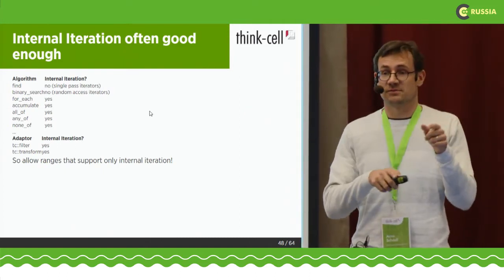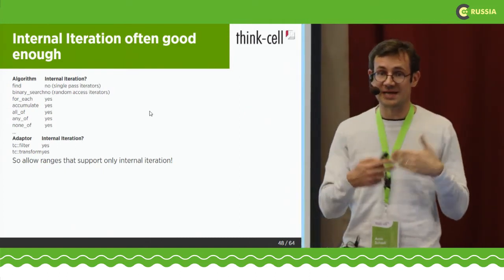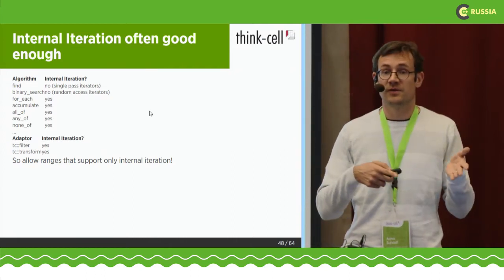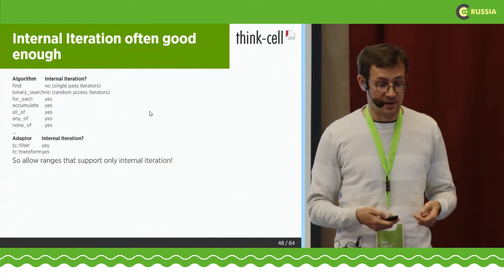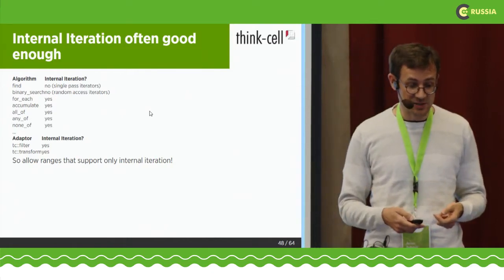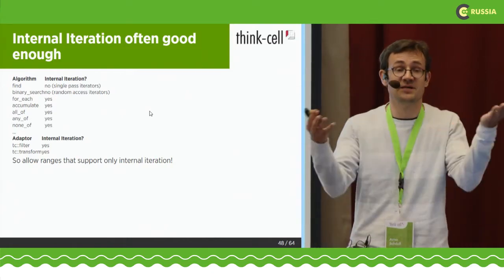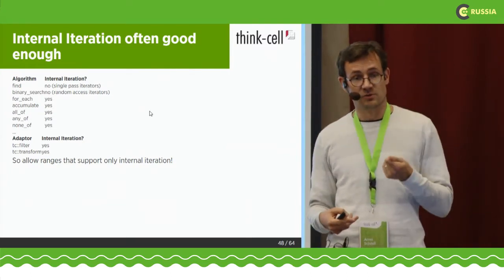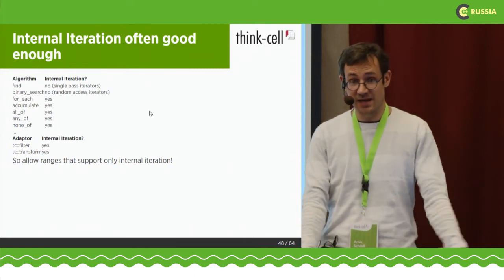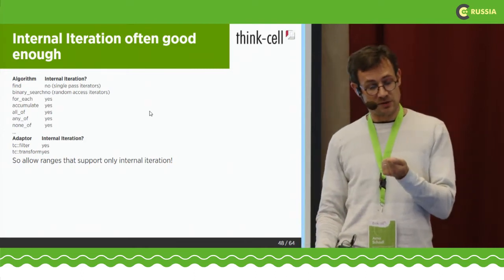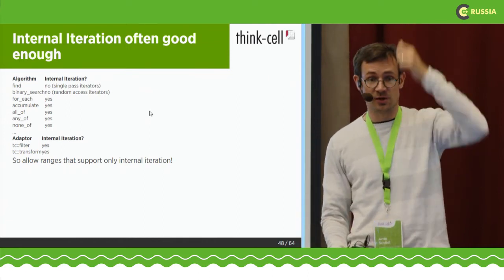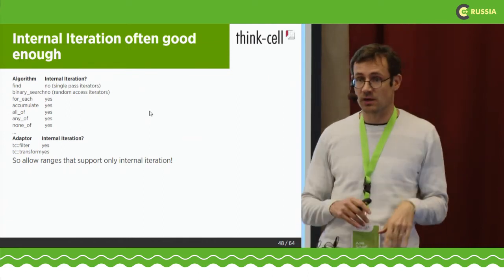Let's look at the adapters that I showed you previously, where we adapt the ranges. You can do them with internal iteration. You can do the filter, you can do the transform. So what does a filter as internal iteration look like? Well, you get called from your range with a new element. You look at the new element and ask, is it good? If it's good, you pass it on to your consumer. If it's bad, you just drop it and say, no, next one.